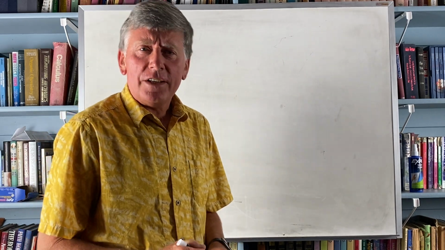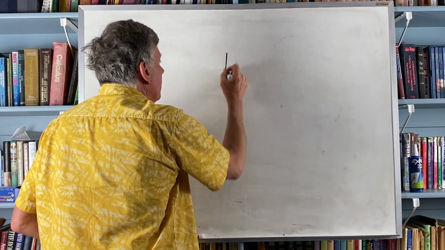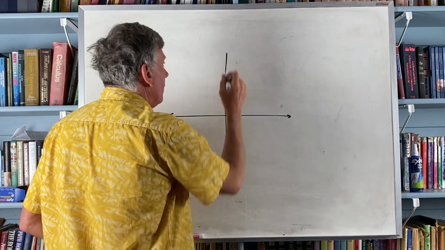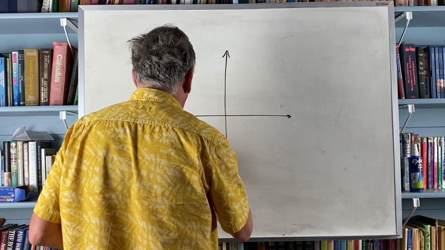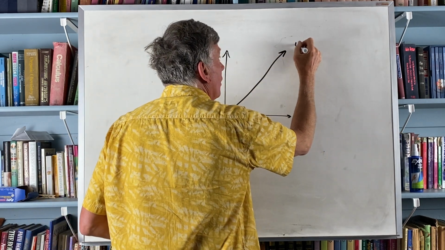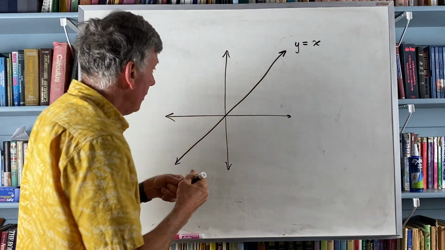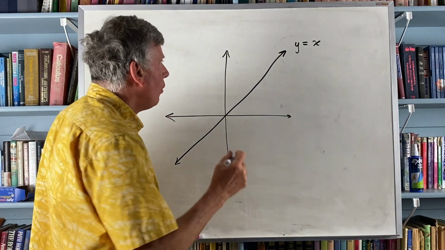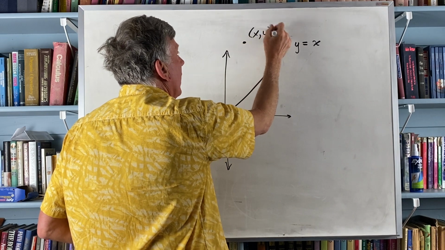Now we're going to talk about inverse functions. What I want to do is start by drawing our typical coordinate axis. And I want to draw the line that represents the function y equals x. This line right here. And now I want you to think of any point over here: x, y.